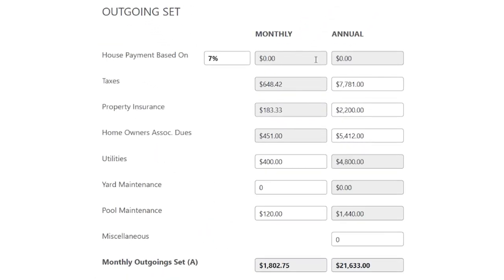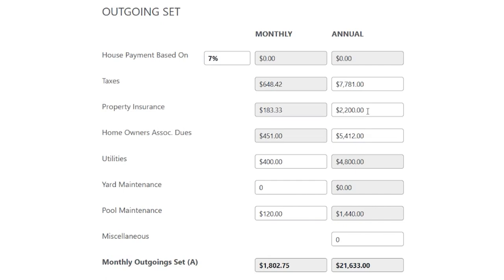And we don't have a house payment because we are paying cash in, at the beginning of this example. Taxes for this particular property is $7,781 for the year. Where do we get that number? We get that number directly from the listing. So when you're looking at property and you see the listing, you'll see that number there. So you can just pull that directly right in.